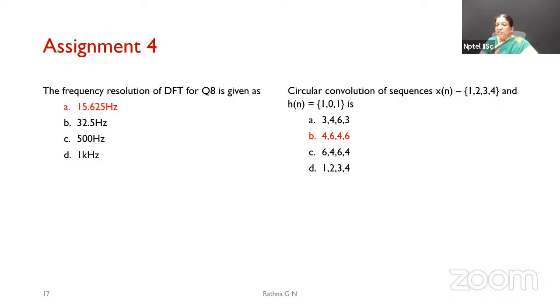And how to do the circular convolution of sequences x of n = 1, 2, 3, 4 and h of n = 1, 0, 1. You can pad h of n with 1, 0, 1, and then 0, and then do the circular convolution. The result is 4, 6, 4, 6. You can follow the example given in the notes. That was a question. Now we'll post the Braun multiplier.